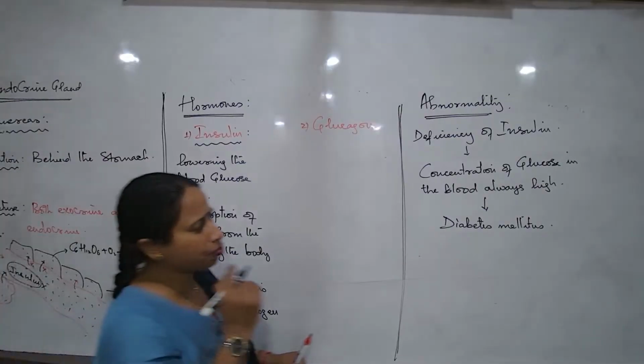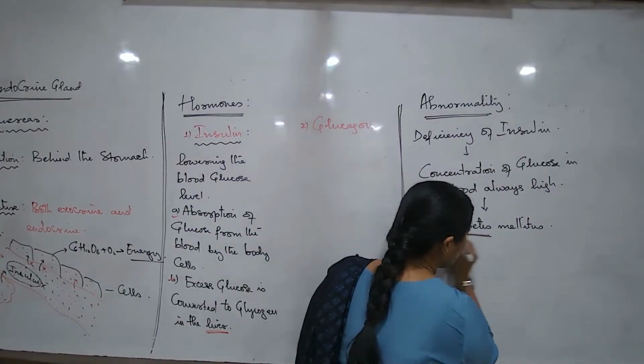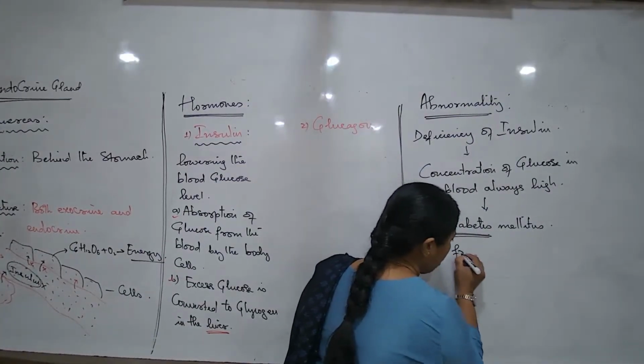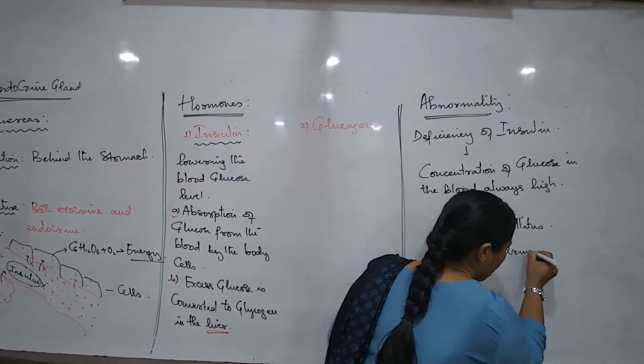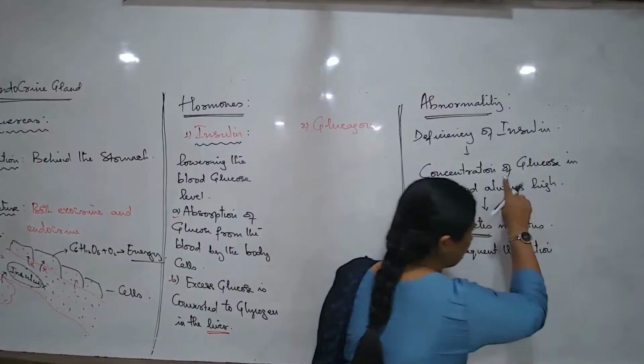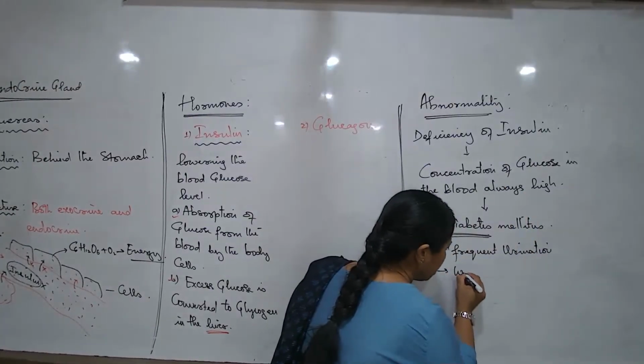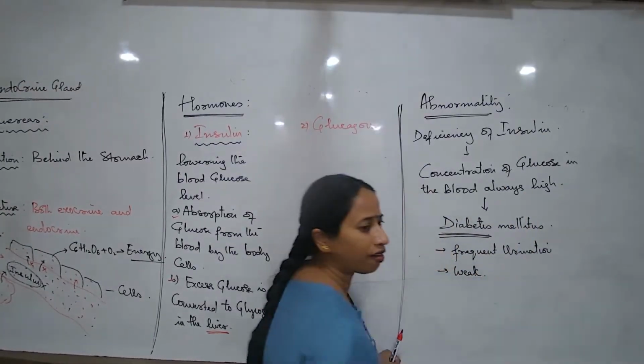What are some of the symptoms of this person? Diabetes. When we talk about a few symptoms, 1 or 2 major symptoms. Frequent urination is one. High blood glucose already mentioned. And this person is always weak or lethargic.